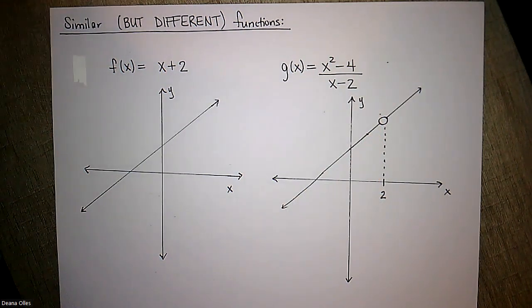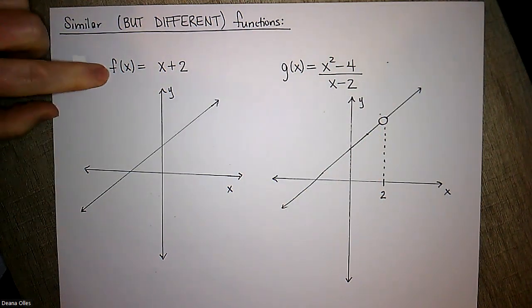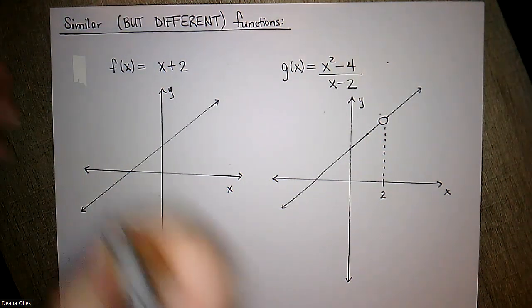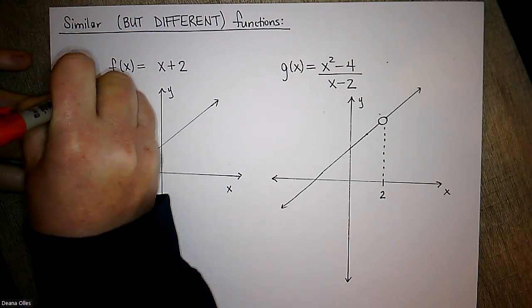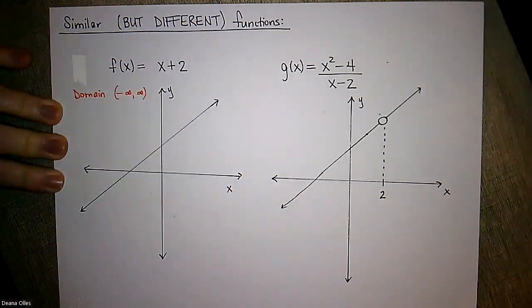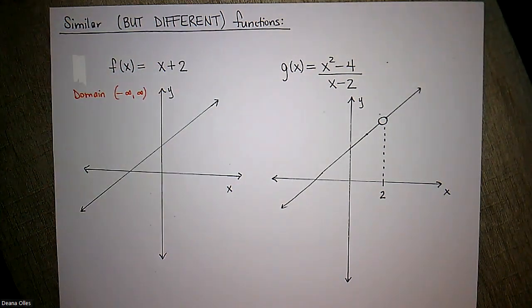So let's come here real quick and we're just going to make a bunch of notes. So f of x equals a linear function, x plus 2. Well, linear functions always have a domain of all real numbers, right? Really important. You can plug any number you want into x in a linear equation and you can get a y value out of it, as long as it's a linear function.